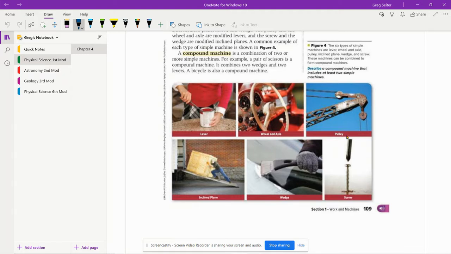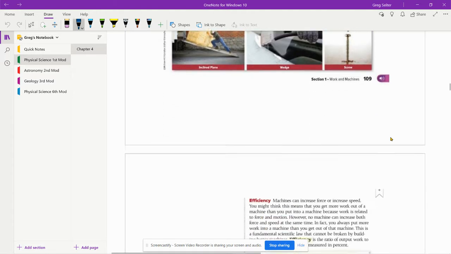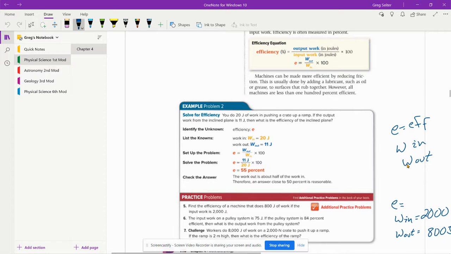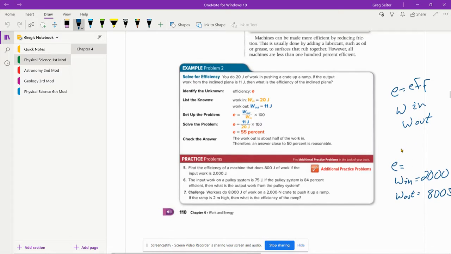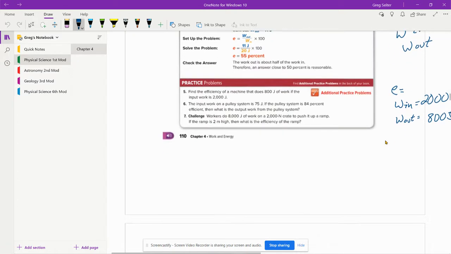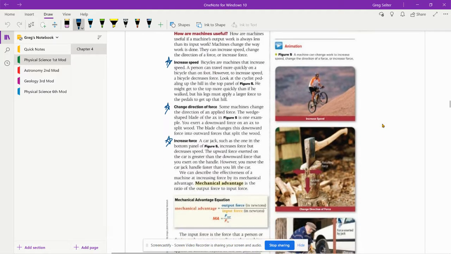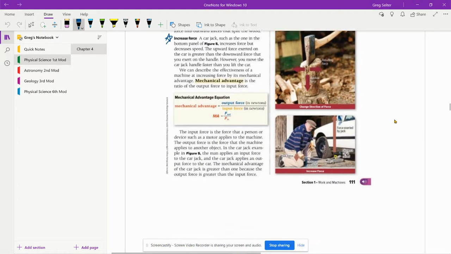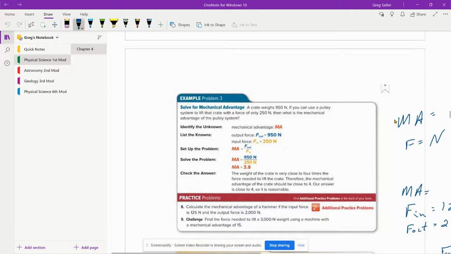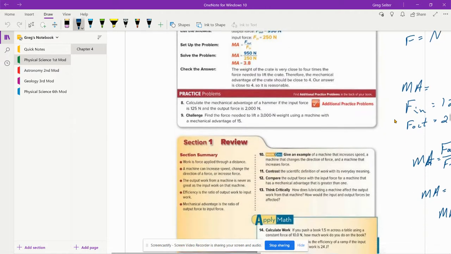Different types of simple machines: lever, wheel and axle, pulley, inclined plane, a wedge, and a screw. A compound machine is a combination of simple machines. We learned how to calculate efficiency. How are machines useful? They either increase the speed, change direction of force, or increase the force. We learned how to calculate mechanical advantage.